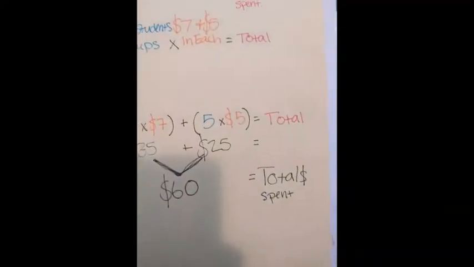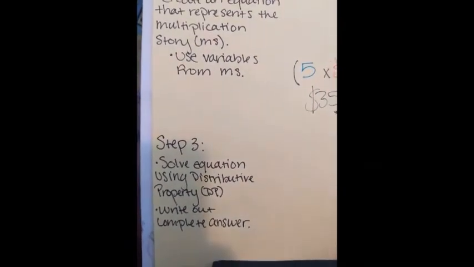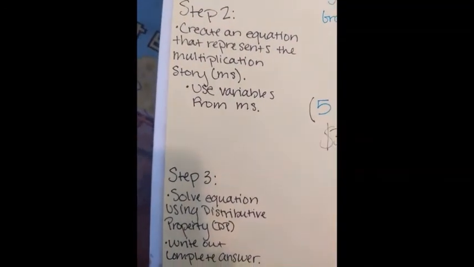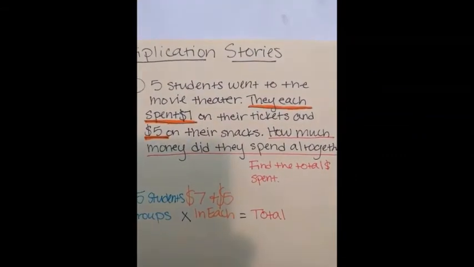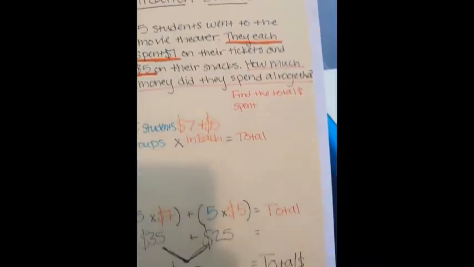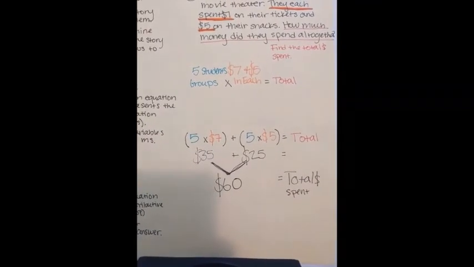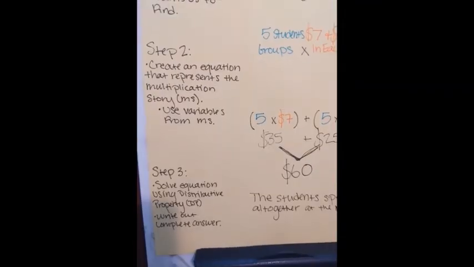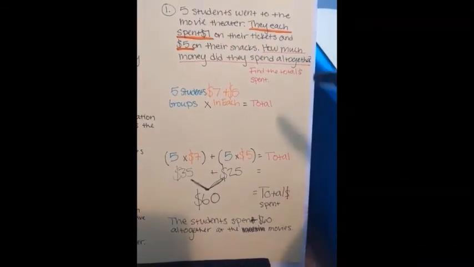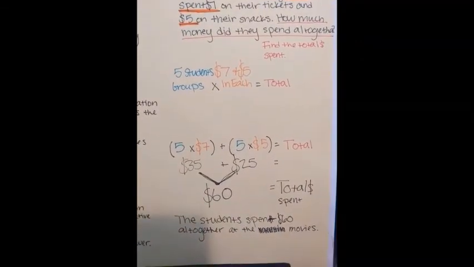We have solved our equation using our distributive property, but our step 3 says to write out our complete answer. So if we are writing out our complete answer, then we need to be answering the question they originally asked us, which was, how much money did they spend altogether? When we are writing our complete answer, it has to fully answer the question that was originally asked. So your answer should look like, the student spent $60 altogether at the movies.